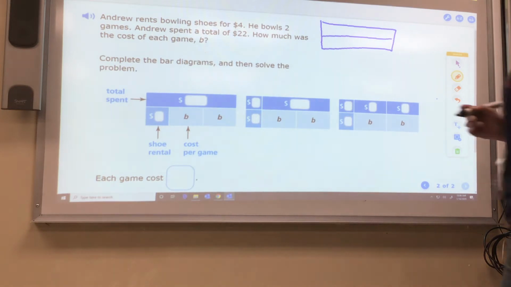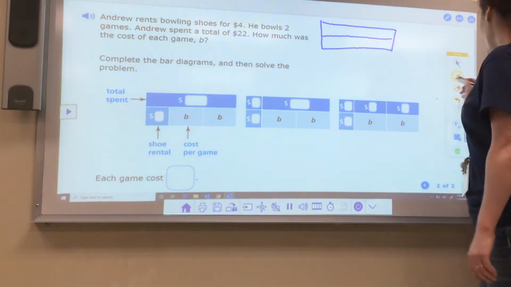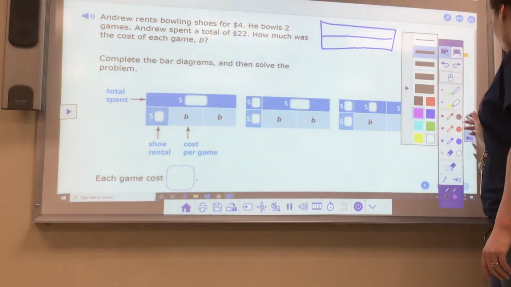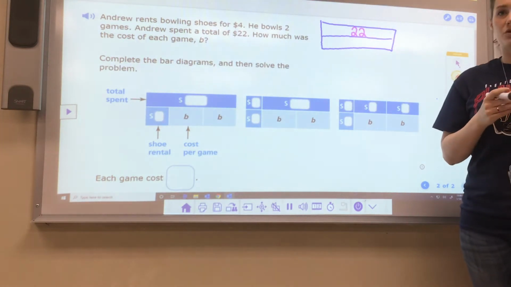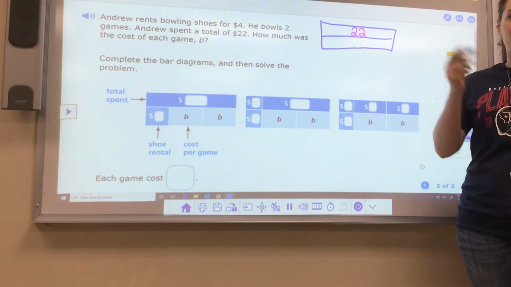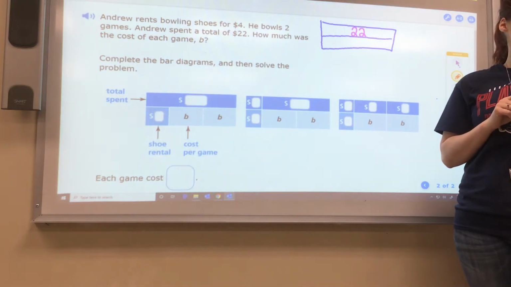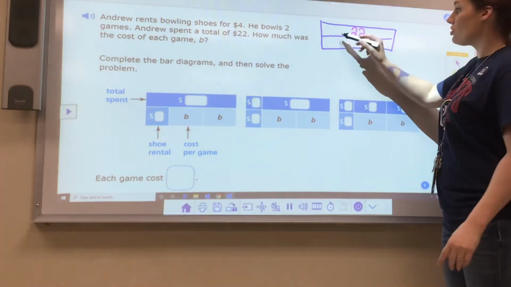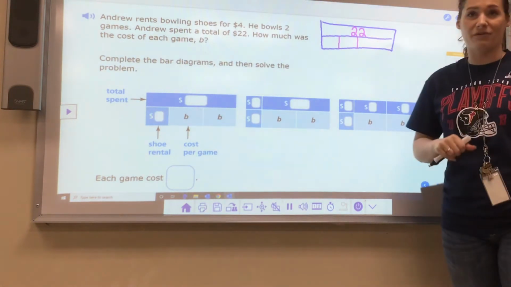Okay. So, total. 22 bucks. So we'll put that on the top. Total cost of the bowling alley is $22. And at the bowling alley, we have a number of things we have to pay for. What are they? Shoes. 2 bowling games and shoes. So we need 3 sections. 2 equal size sections for the bowling, and then 1 that's different for the rental.